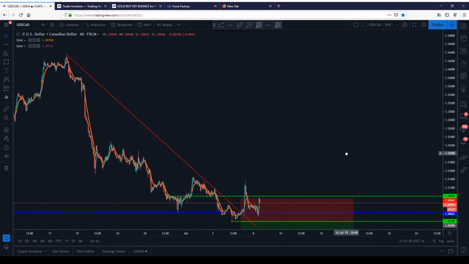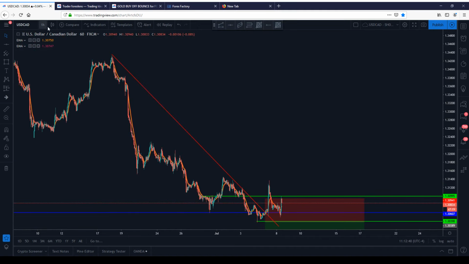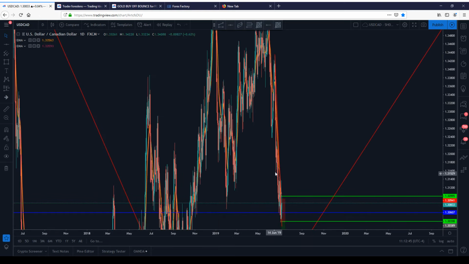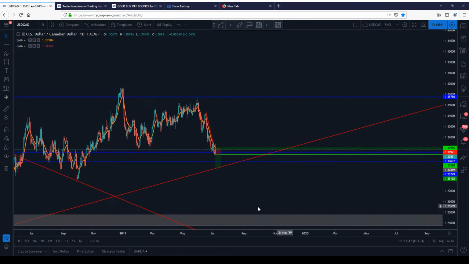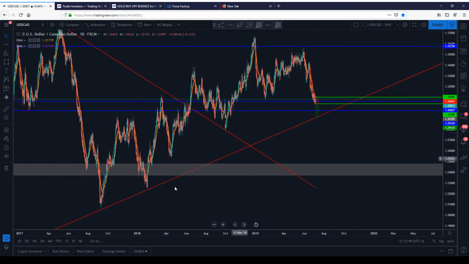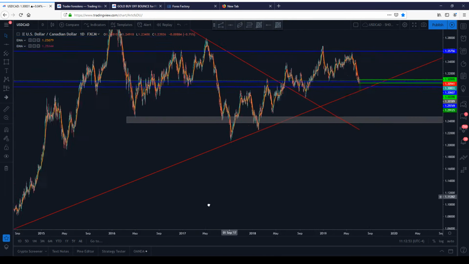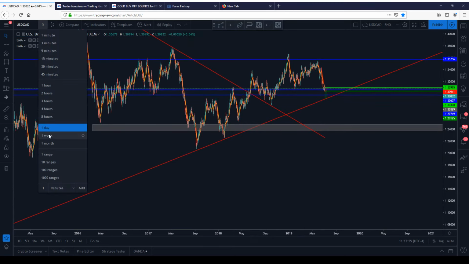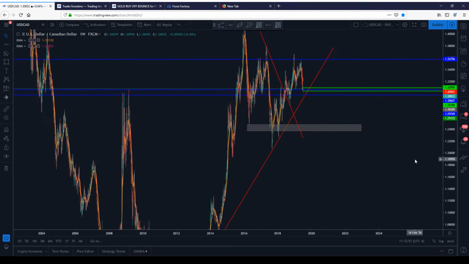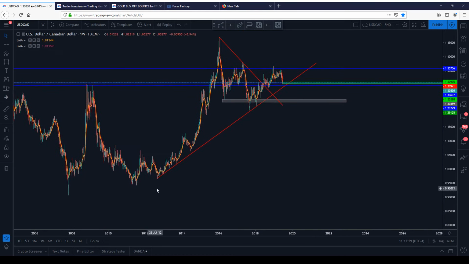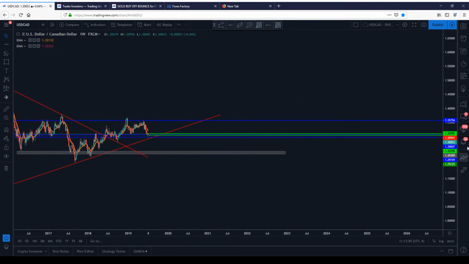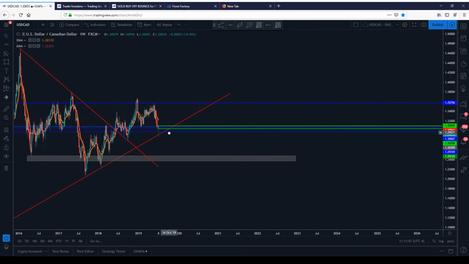So USD CAD, man, it's been on a free fall for quite some time. Let's see what the daily is looking like. So on the daily, we have this. This is from the weekly actually. This ascending trend line right here that we drew, that runs from 2012 all the way to now, and it's looking like we're headed to there.